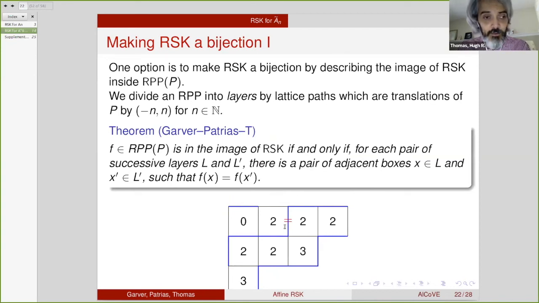And so a filling is in the image of RSK if and only if, for each pair of successive layers, there's a box in each layer where there's actually an equality. So that's the condition. And you see that that wasn't satisfied in that previous example because we had one layer which was all ones, and the next layer up was all zeros. So that agrees with the fact that that wasn't in the image.